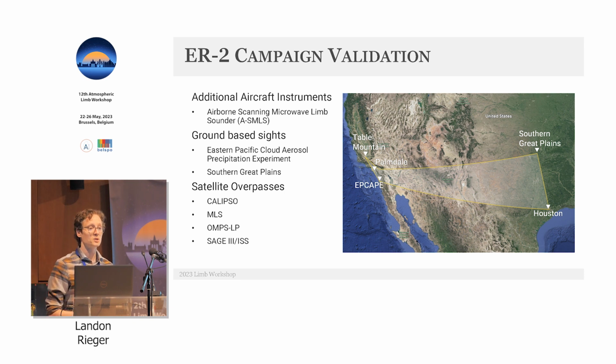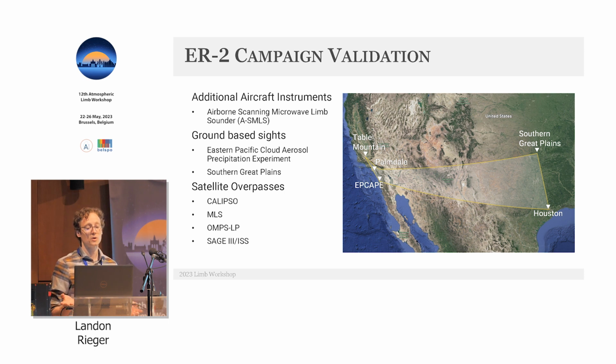And then lastly, back towards Palmdale is EPCAPE, which is the Eastern Pacific Cloud Aerosol Precipitation Experiment, which is hosting a large array of instruments on the ground, including some radars that would be comparable to what's flying on AOS. So we could do some comparisons with those as well.